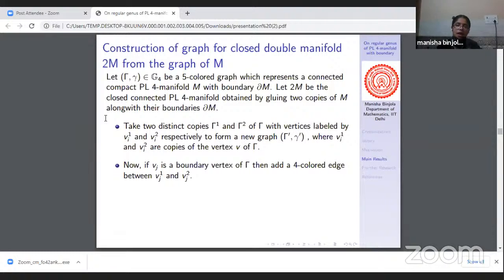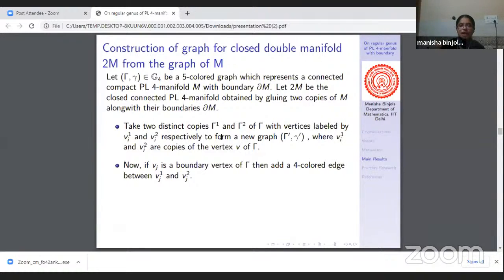Now we construct a graph for the closed double manifold. Before that, what do we mean by double manifold? We have a manifold with boundary. We take another copy of it and then identify these 2 manifolds along their boundaries. As we did topologically, we will follow the analogous steps using graphs. So we have a graph gamma for the manifold with boundary M. Now we'll construct a new graph gamma dash for the double manifold, which is closed.